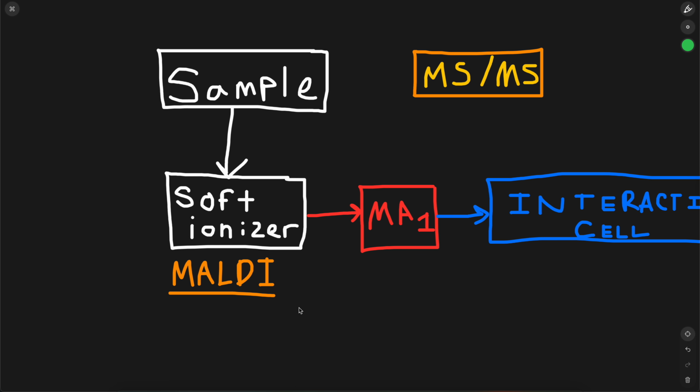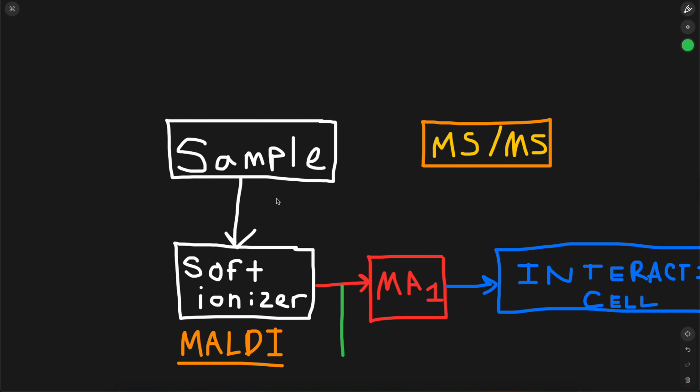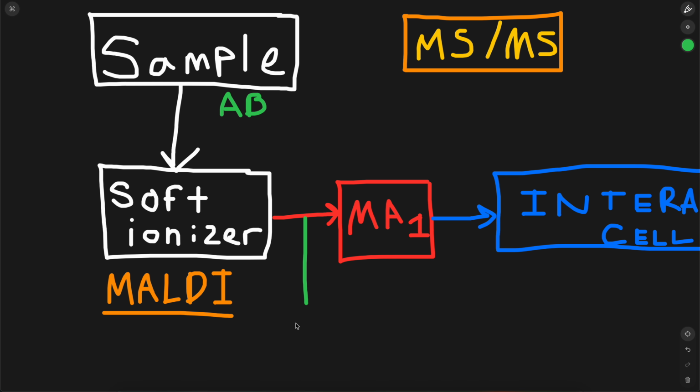But remember, MALDI, I have a video on this. If you have a matrix, you have a laser beam, you have a sample, it's going to hit the sample and it's going to ionize it, but not fragment it. So you're going to get soft fragmentation. So let's assume our sample is AB. Our sample has the components AB to it. So when it goes to the soft ionizer, it won't fragment. It will stay AB, but it will have a positive charge somewhere.